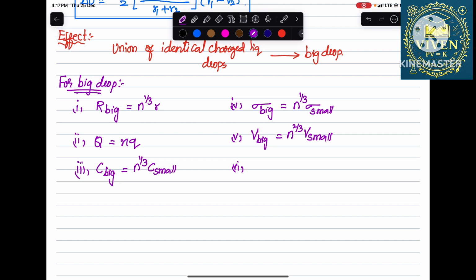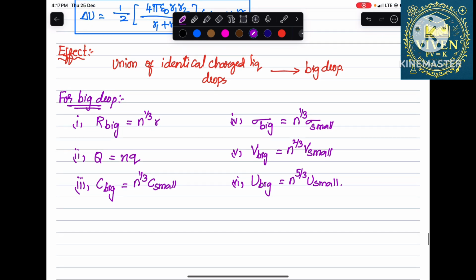And energy stored, or potential energy, of the bigger drop is equal to n power 5 by 3 times the potential energy of each smaller drop. So these are a few conclusions we can have when some identical charged liquid drops are united to form a big drop. Other than this, now I'd like to give you important points where the effect of dielectric comes in, and what conclusions we can have for that for numerical simple understanding.